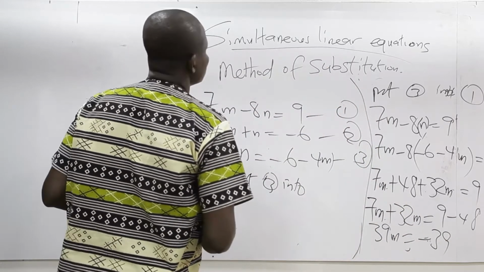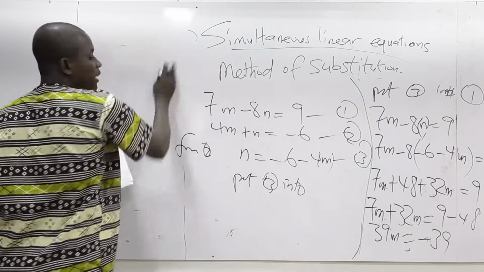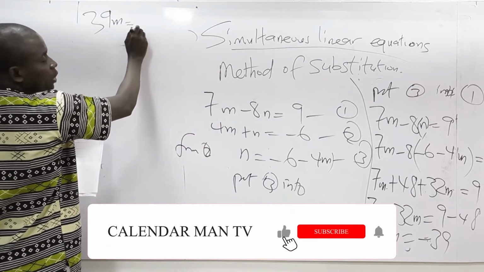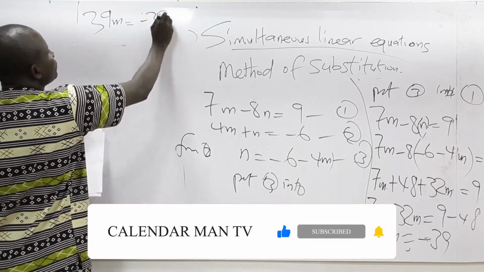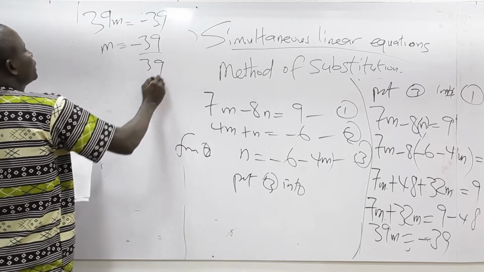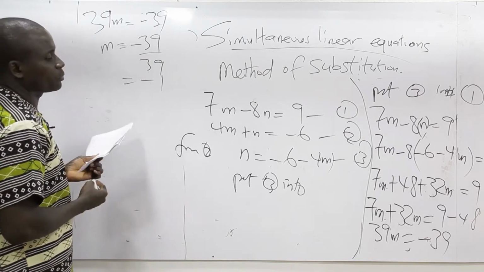So what happens? Invariably, we have 39m is equal to negative 39. So m is equal to negative 39 over 39, and that is equal to negative 1.